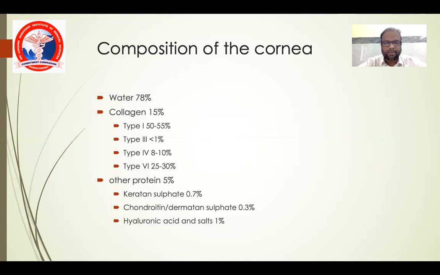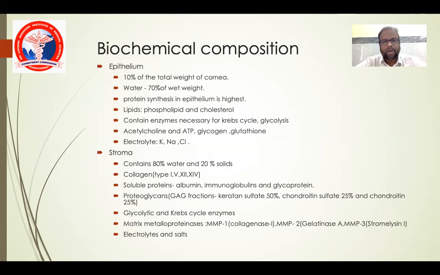These other proteins are especially keratan sulfate, which contributes 0.7%, chondroitin or dermatan sulfate, which contributes 0.3% of the corneal weight, and hyaluronic acid and other salts, which contribute about 1%. So now coming to the biochemical composition of the cornea.